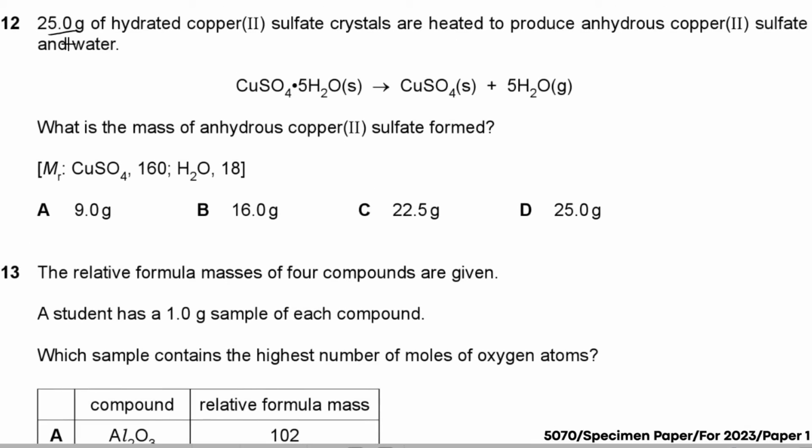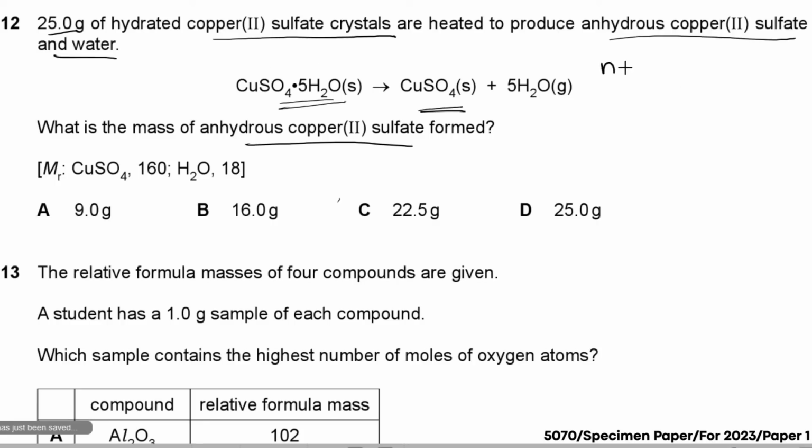25 grams of hydrated copper II sulfate crystals are heated to produce anhydrous copper II sulfate and water. What is the mass of anhydrous copper II sulfate formed? So we have anhydrous copper II sulfate here, and we've got copper II sulfate here. So obviously we're going to be using molar ratio. We have the mass given for the hydrated copper II sulfate, so let's find out the moles.